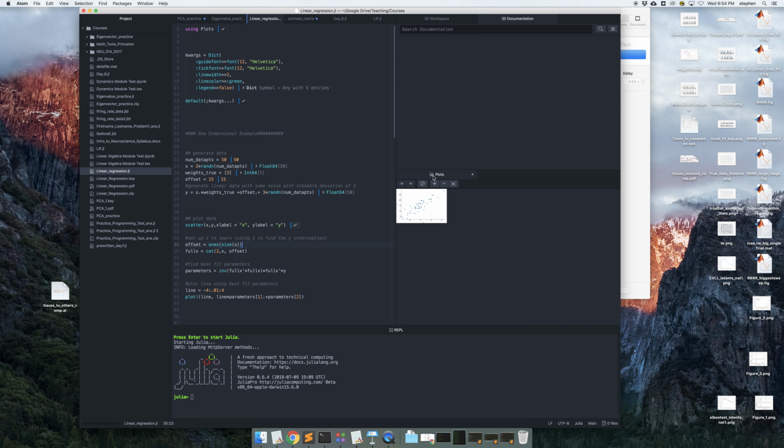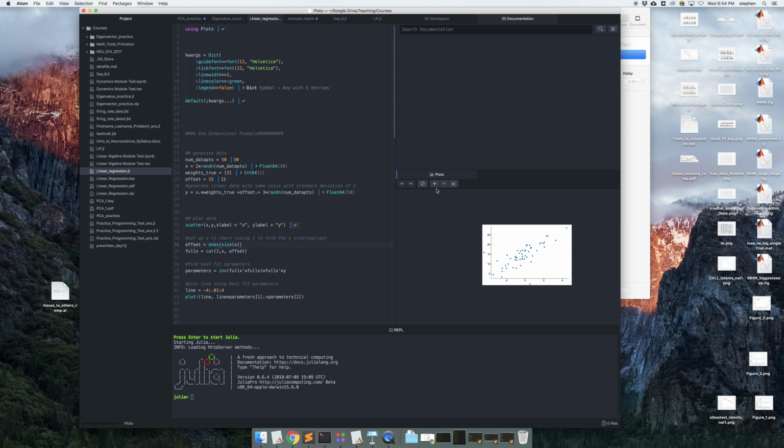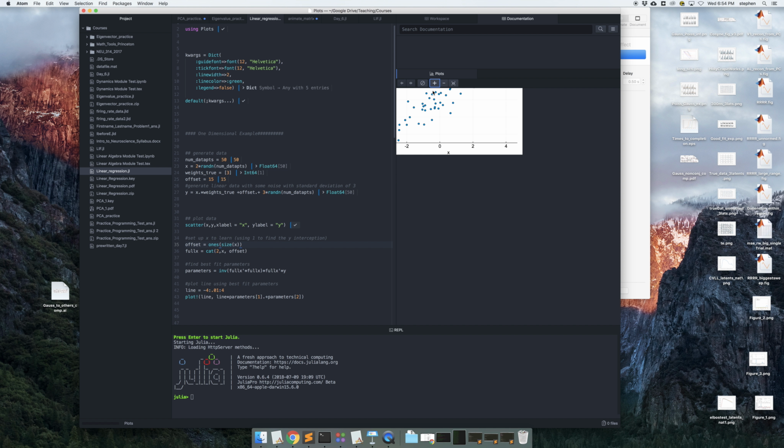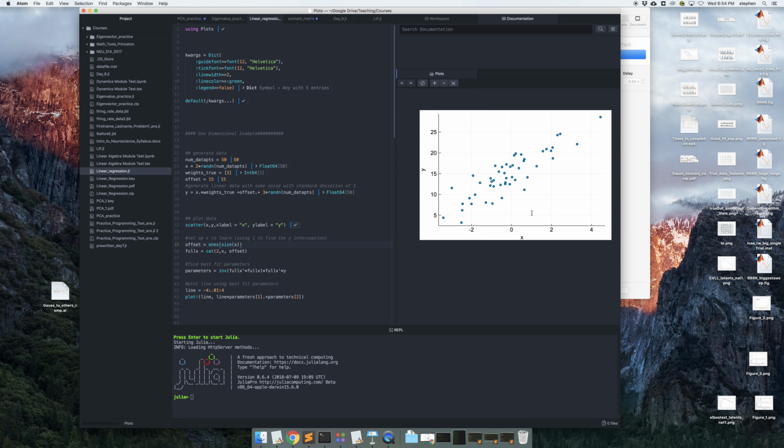Great. So there's the plot of the data that we are wishing to find a line to fit. So let's take a look at this as closely as possible. So again, here's some data, some input x, input y, and our goal is to find this parameter.